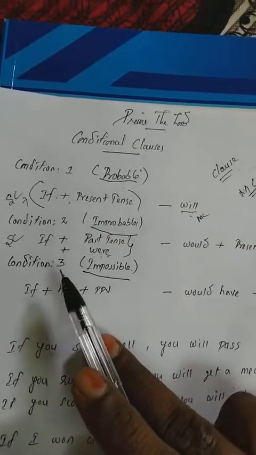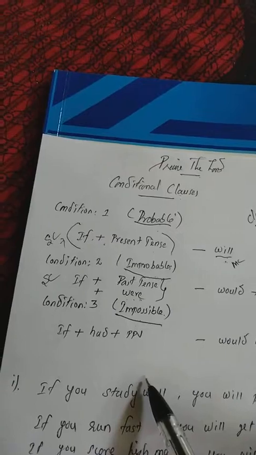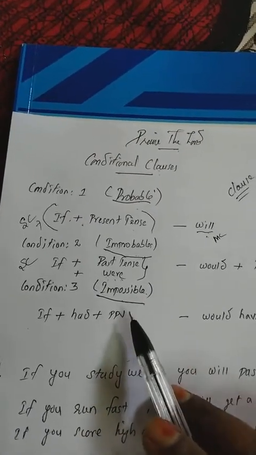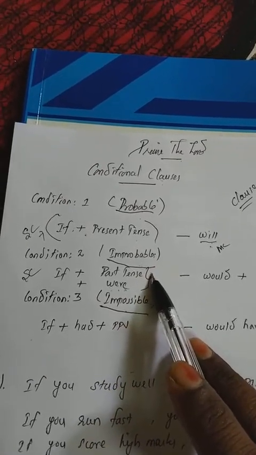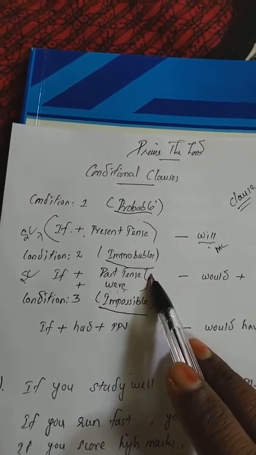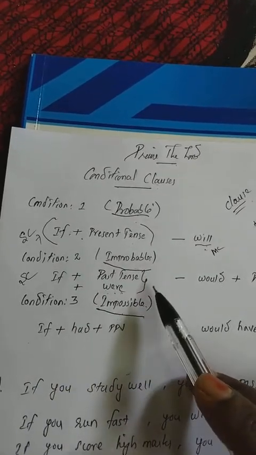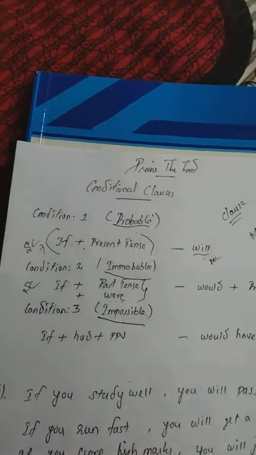And what is the last one that we have? It is condition 3, that is the impossible condition. This cannot happen, this will not happen, but still you are imagining. That is why we call it the impossible condition. Improbable means there may be some chances that things may happen. Okay, impossible condition. So how will you identify the impossible condition?